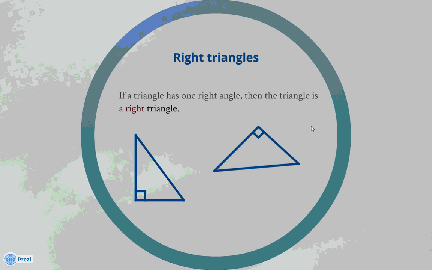The third case we'll talk about is the right triangles. If a triangle has one right angle, then the triangle is a right triangle. This little square makes it a right triangle, of course, and that's 90 degrees, exactly 90. Because less than 90 is acute, bigger than 90 is obtuse, and exactly 90 is a right triangle.